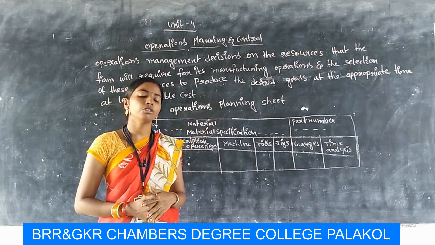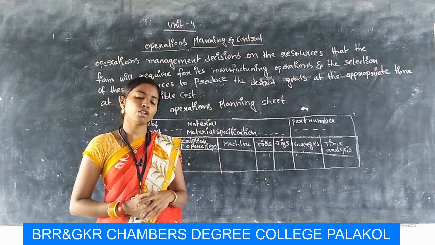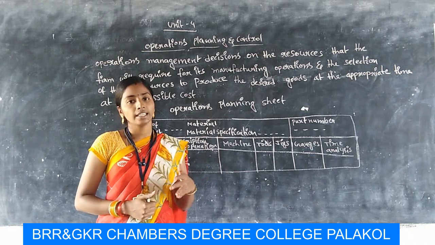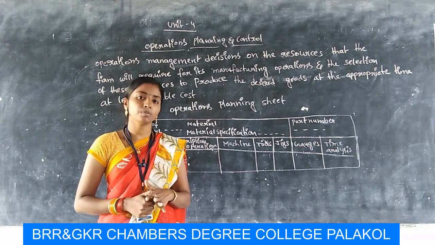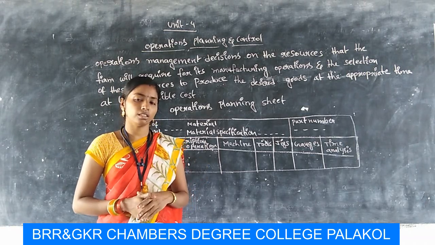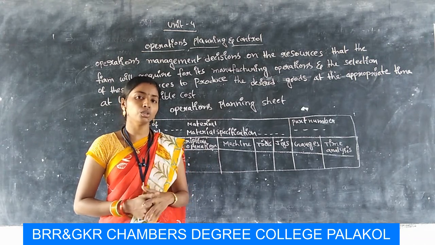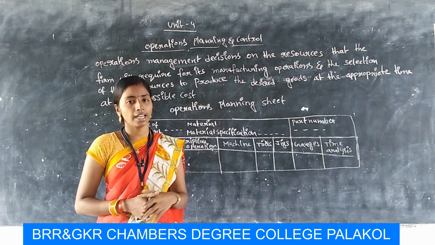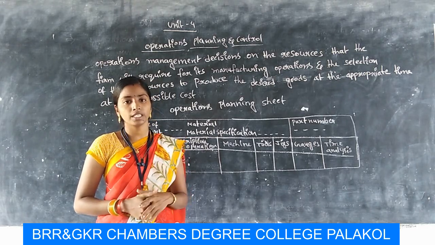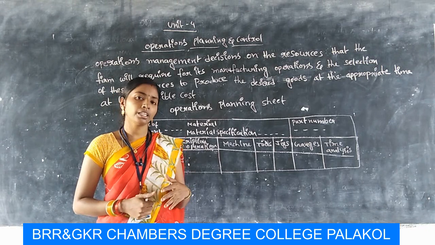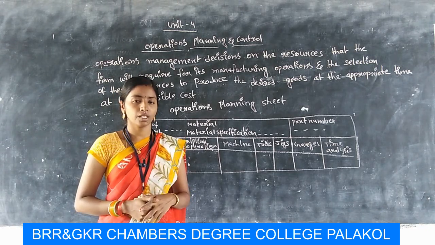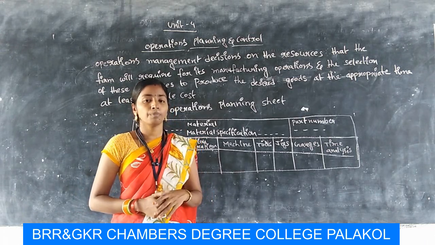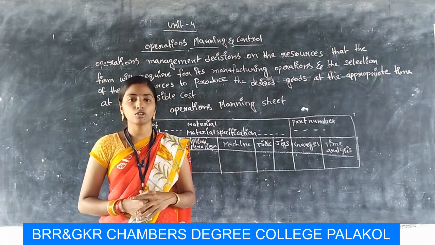The elements in the fourth unit are objectives of operations planning, procedures of operations planning and categories of operations planning. So in today's session, I just want to tell you the operations planning procedures, different functions of operations planning and different kinds of inventories. Before going to the class, planning is necessary for the business organization.